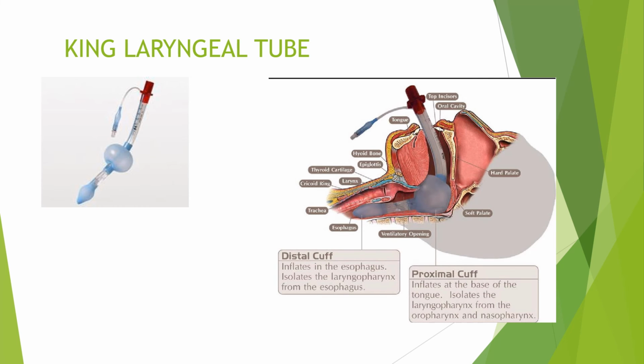Coming to the King laryngeal tube. As seen in the figure, there are two cuffs, a distal cuff and a proximal cuff. The distal cuff inflates in the esophagus and isolates the laryngopharynx from the esophagus. And the proximal cuff inflates at the base of the tongue and isolates the laryngopharynx from the oropharynx and nasopharynx.